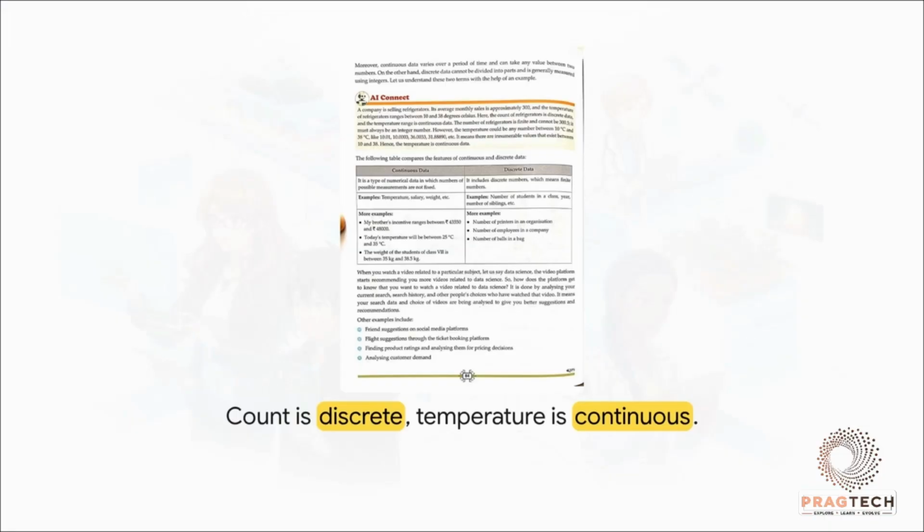To really wrap our heads around this, imagine a company that sells refrigerators. If they sell 300 fridges in a month, well, you can't sell half a refrigerator, right? So that count is a fixed, discrete number. But the temperature inside those refrigerators, that's a different story. It might range between 10 and 38 degrees Celsius, and it could be 10.5 or 36.2. Because it fluctuates and can be broken down into infinite decimals, the temperature is continuous data.